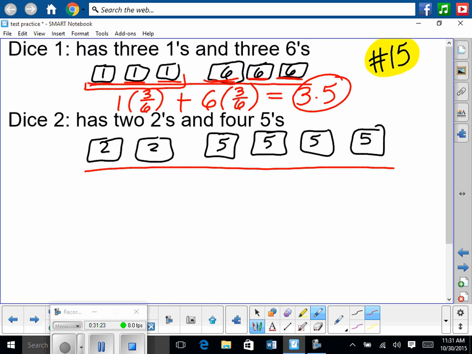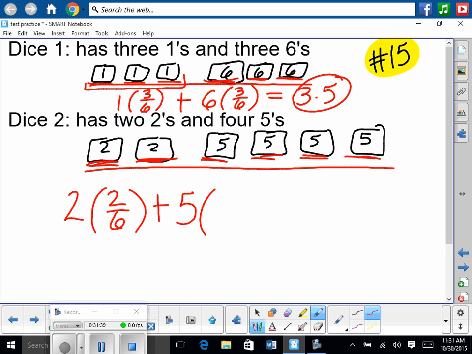Okay, so we could land on a 2 with this dice, and what's the chances we'll land on 2? Well, there's 1, 2 of them out of 1, 2, 3, 4, 5, 6. So there's a 2 out of 6 chance of landing on a 2, plus we could land on a 5. And what's the chances of landing on 5? 1, 2, 3, 4 out of 6. Okay, so that is what we can expect to win on average for dice 2. If you do that, you get an expected value of 4.